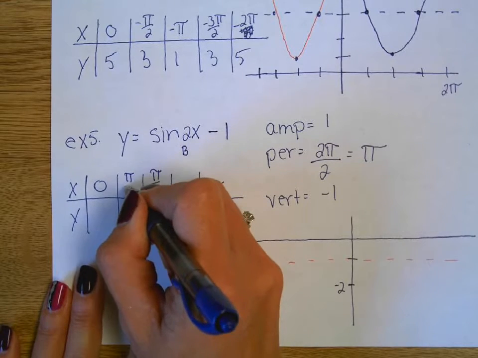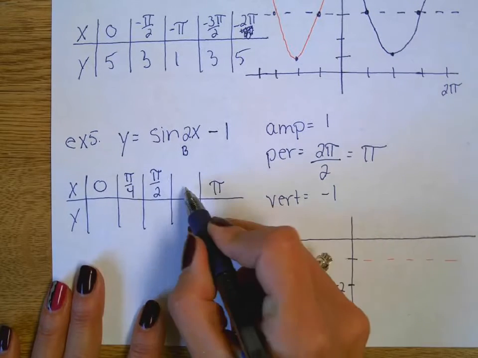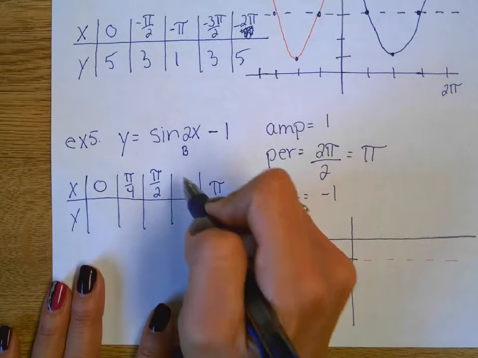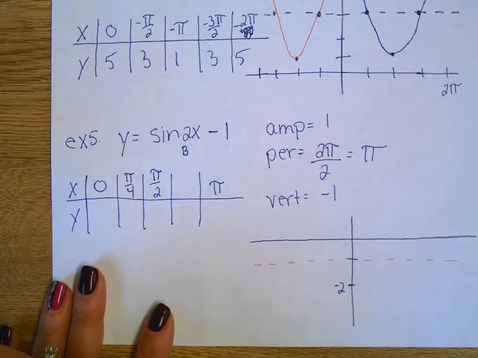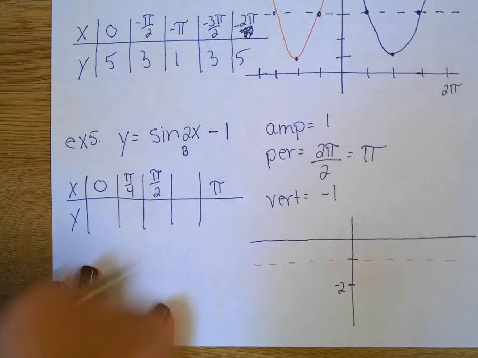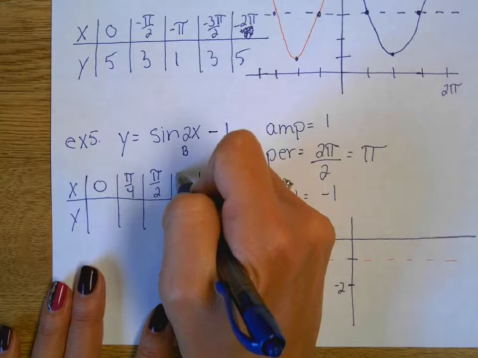What's halfway between 1/2 and 1? 3 pi over 4.